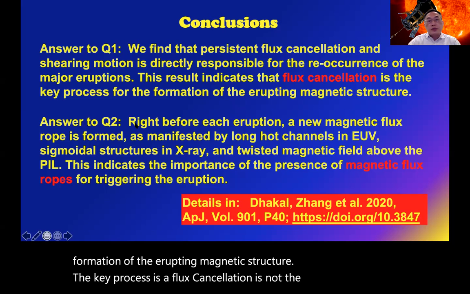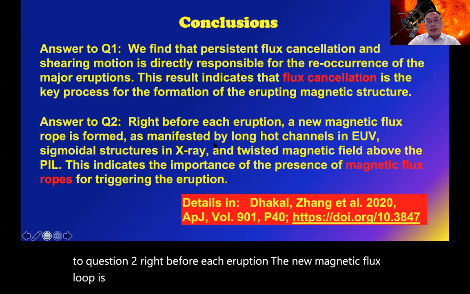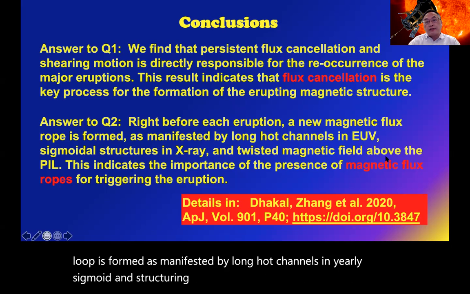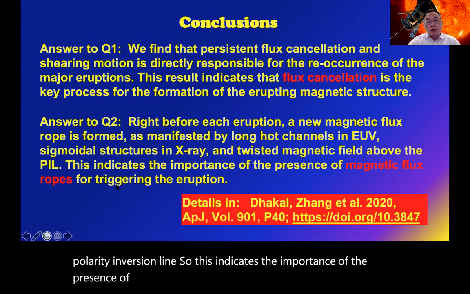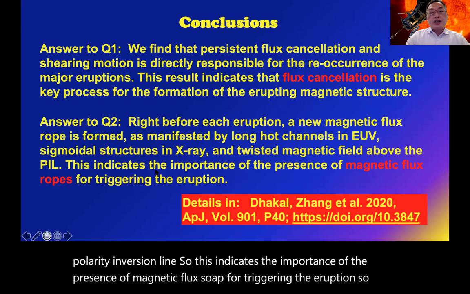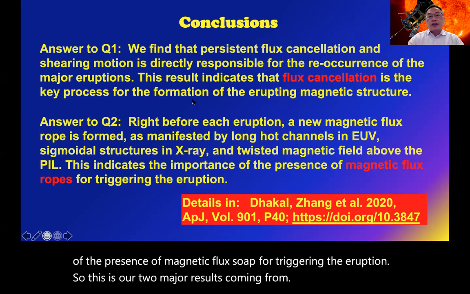Answer to question number 2. Right before each eruption, a new magnetic flux loop is formed, as manifested by long hot channels in EUV, sigmoidal structure in X-ray, and a twisted magnetic field above the polarity inversion line. So this indicates the importance of the presence of a magnetic flux loop for triggering the eruption. So these are our two major results coming from a study of 3 homologous events.